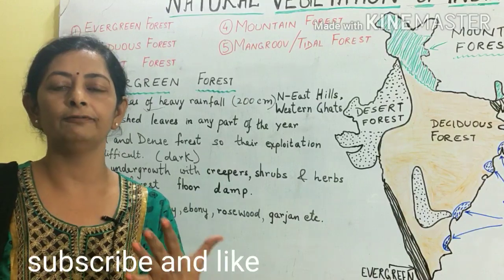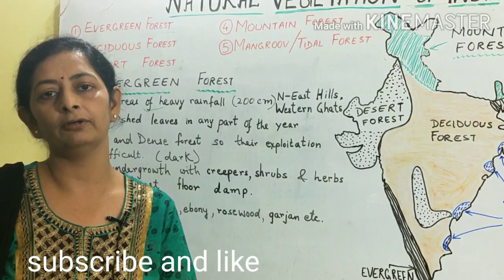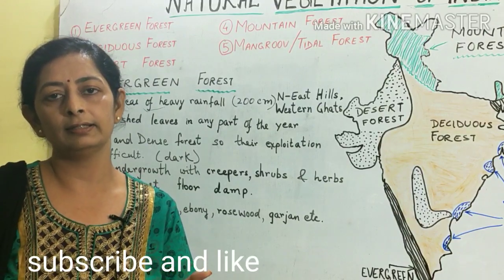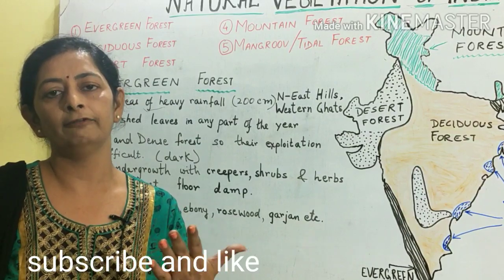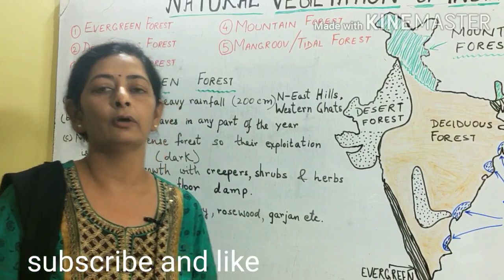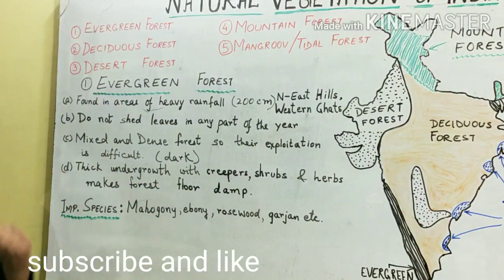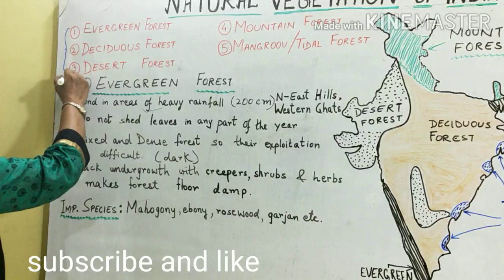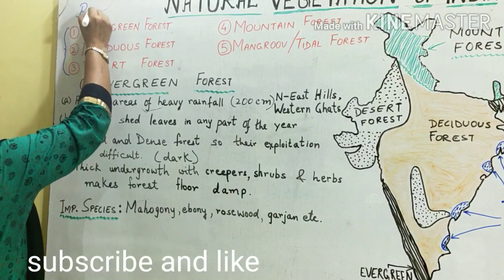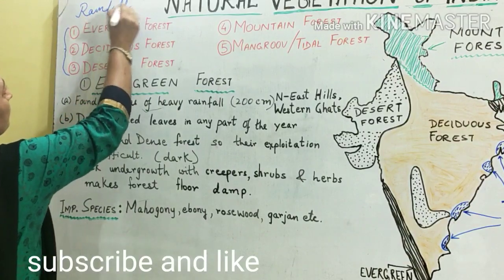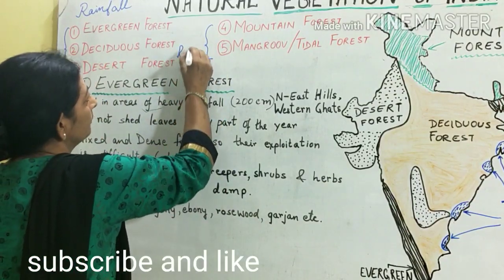Broadly speaking, there are 5 different types of natural vegetation in India. The first is Evergreen Rainforest, second Deciduous Forest, third Desert Forest, fourth Mountain Forest and fifth Mangrove Forest, which is also known as Tidal Forest. Now these forests depend on 2 factors. The first 3 types of vegetation depend on rainfall. And these 2 types of forest depend on relief.